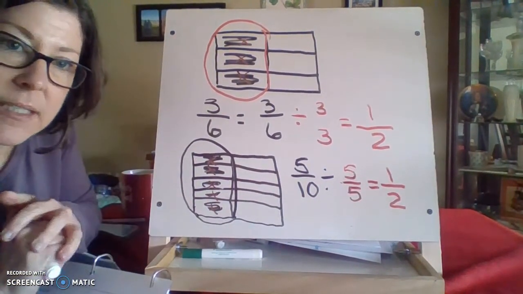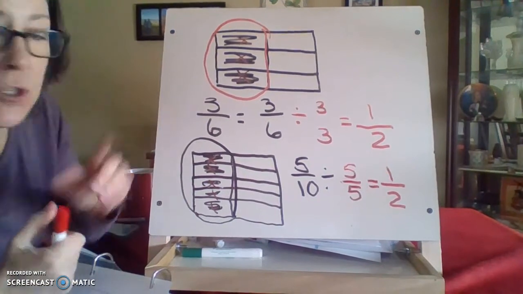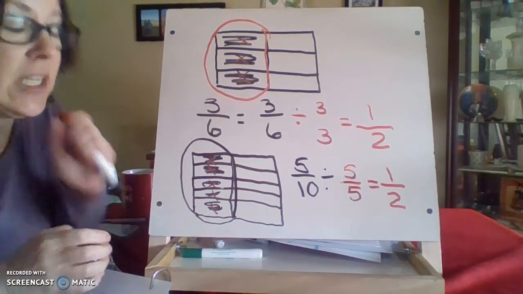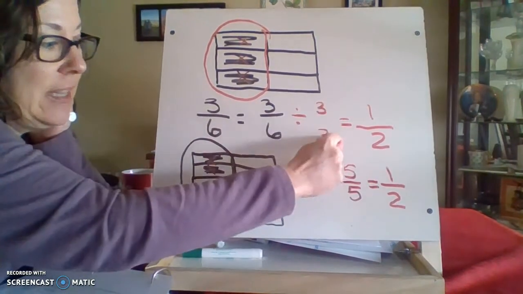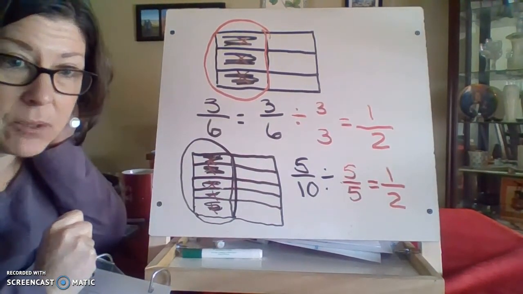As you go through lessons 7 through 9 on Zearn, you're going to be doing different examples like this. And you're going to be required to fill in that division or that multiplication.